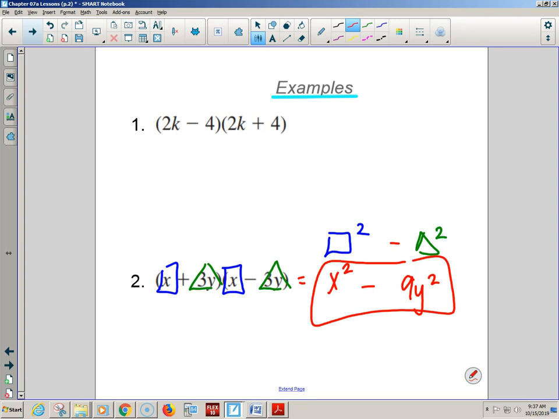Peek next to you, peek behind you, peek in front of you, peek diagonal. Do they all get the same answer?